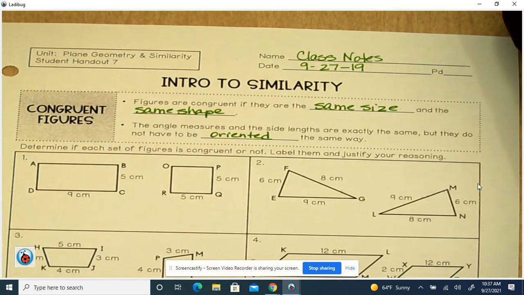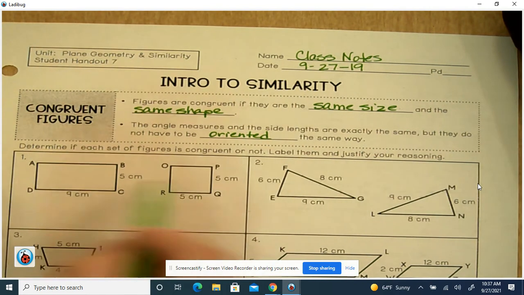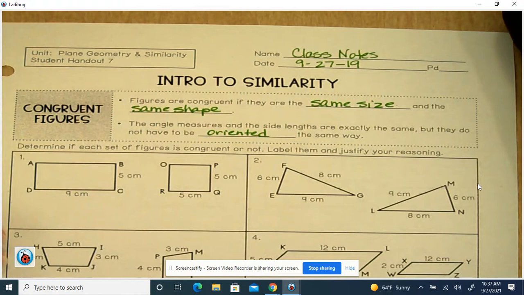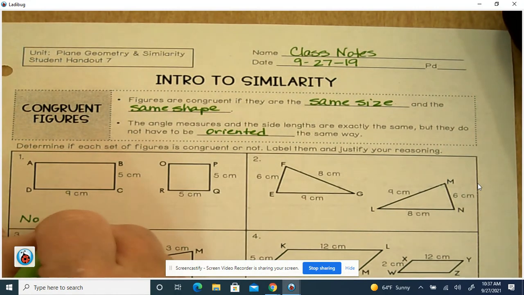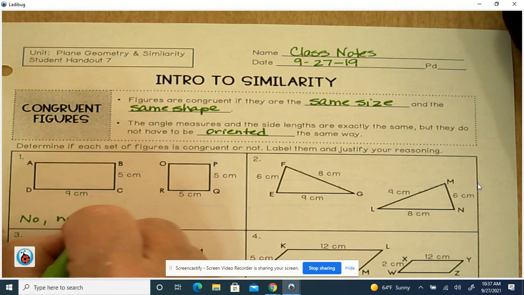Determine if each set of figures is congruent or not. Label them and justify your reasoning. Are these two congruent? No, they're not. They're not the same shape or size.